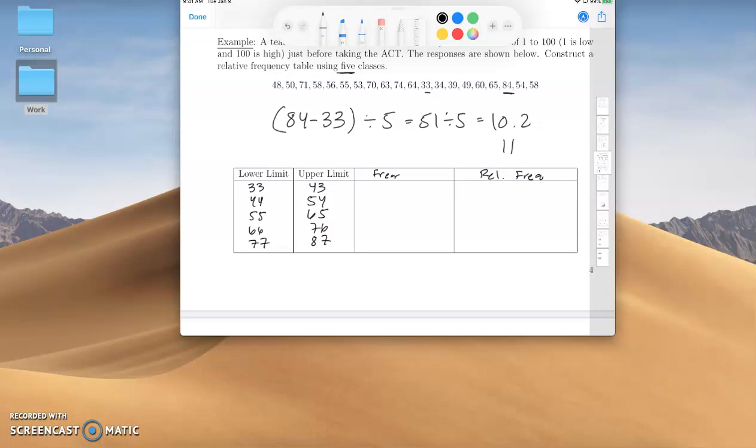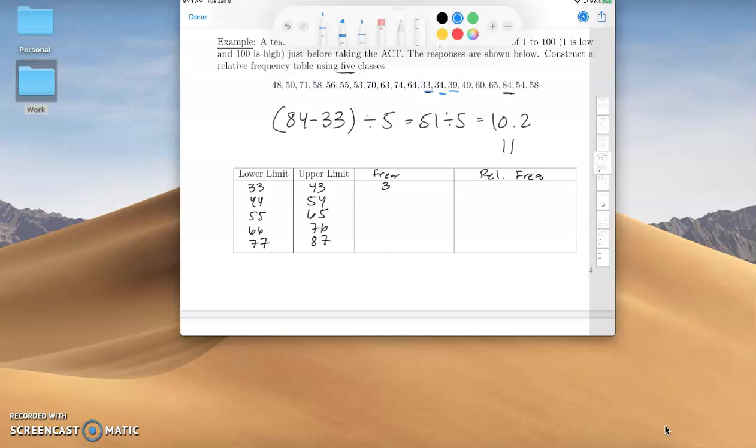So what we need to do is go back to our numbers. Okay, so for 33 to 43, we have, let's see here. Let's use a blue color just to kind of help us notate it. So for 33 to 43, we have 33 and 34, any low 40s? Hold on. And here we have 39. So there's 3 in that category.